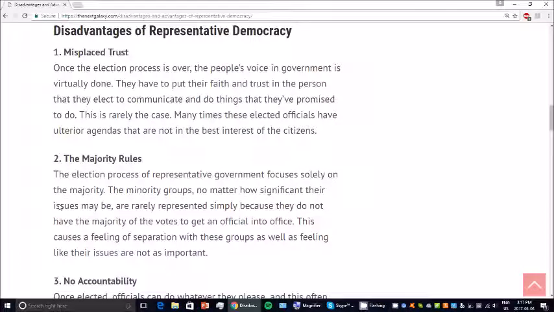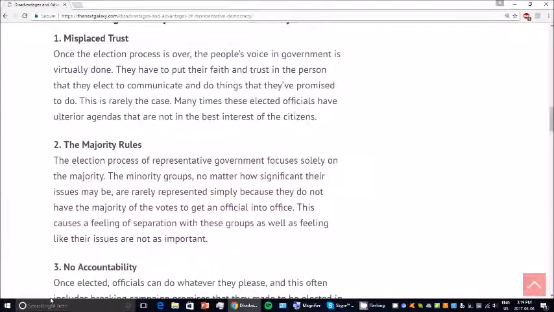The second negative that's listed here is majority rules. This is basically telling us that the minority, regardless of how serious their issues are, will get ignored, and this may often make the minority group feel separated from the state. So let's do one more.